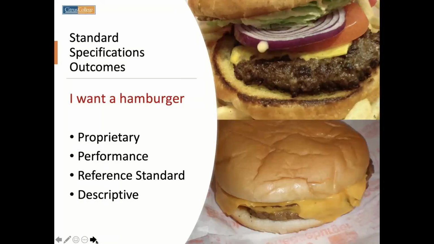If you're a little bit more specific on that, then you can tell them about, you know, the 4 different segregations: proprietary, performance, reference, standard, and descriptive. In our case, there are some specs that we would turn over to the design team that are proprietary.